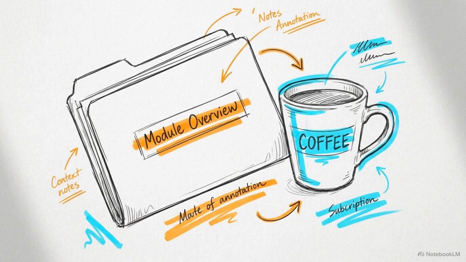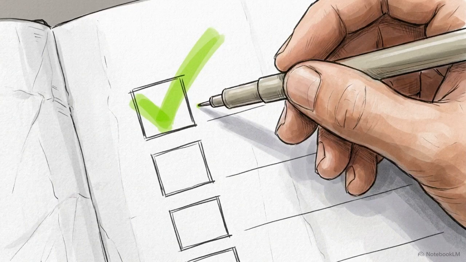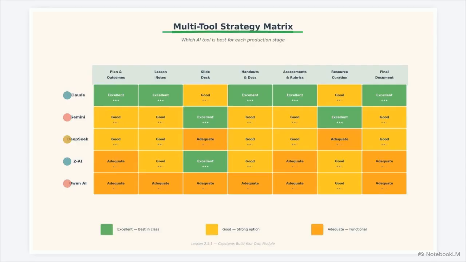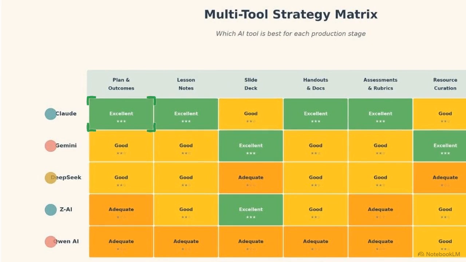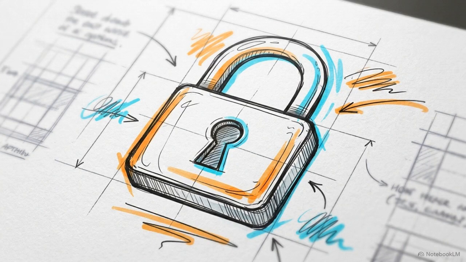Step 1 is foundation and planning. Your immediate tasks are to write a 1-paragraph module overview, draft 3 to 5 SMART learning outcomes, and sketch a sequence for 3 lessons. This matrix breaks down our multi-tool strategy. Matching AI platforms to specific tasks ensures higher quality drafts. For planning, use Claude. Its deep reasoning and long context handling make it highly effective for pressure testing outcomes and your lesson sequence.